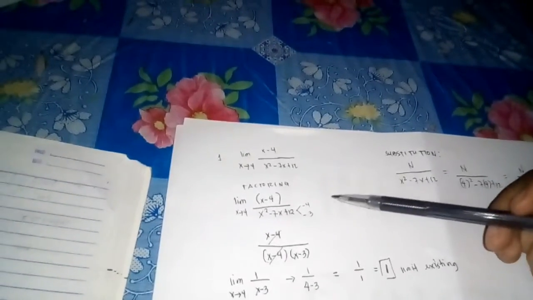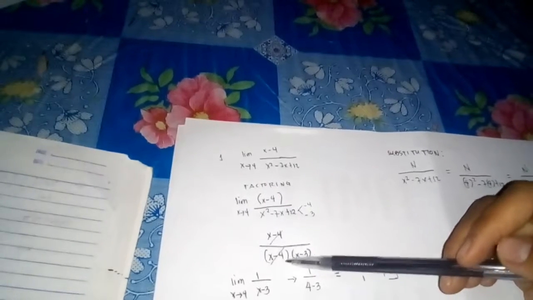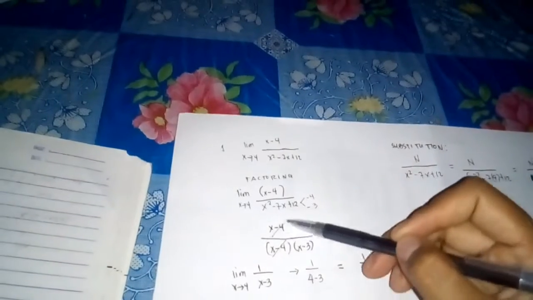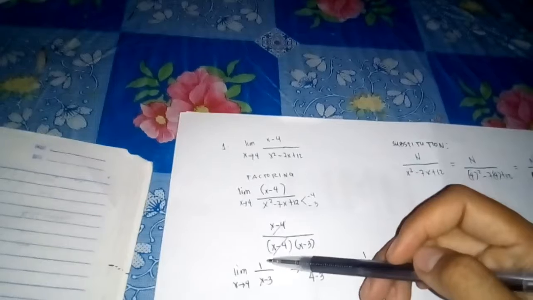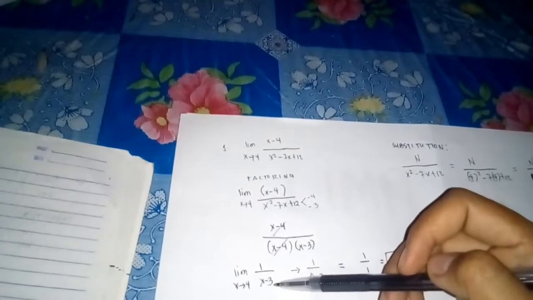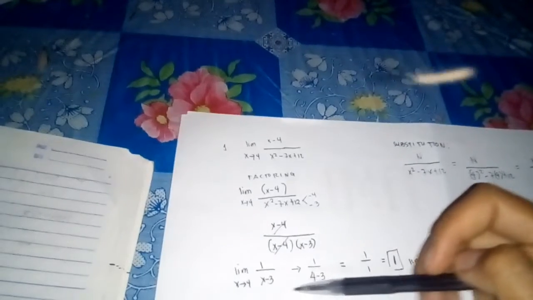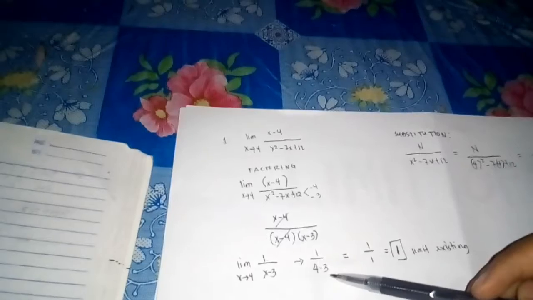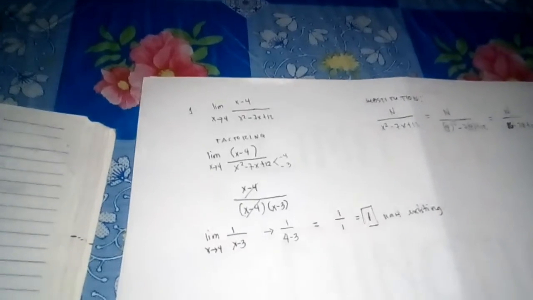So therefore, x minus 4 over x minus 4 times x minus 3. So cancel out. Therefore, the answer is 1 over x minus 3. So substitute x is equal to 4. So 1 over 4 minus 3. So the answer is 1 over 1, or equal to 1. So therefore, the limit exists.